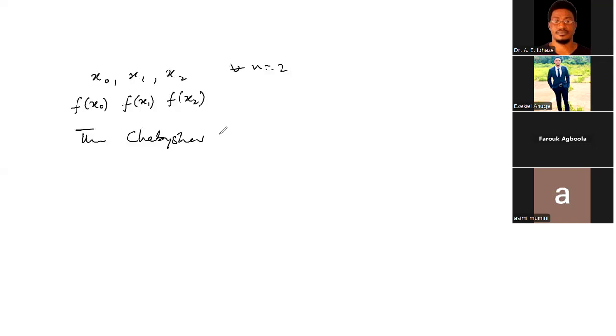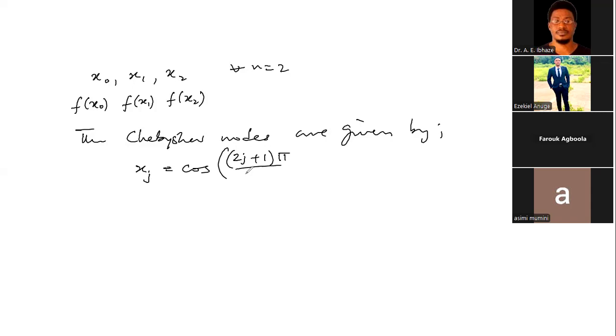But we know that the Chebyshev nodes are given by s of j being the same as cos of (2j plus 1) over 2(n plus 1) times pi.